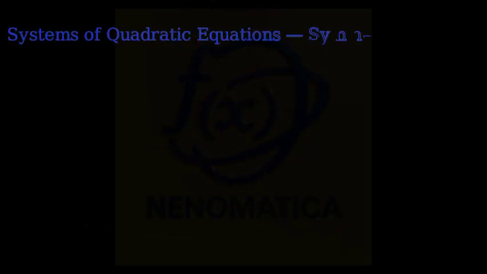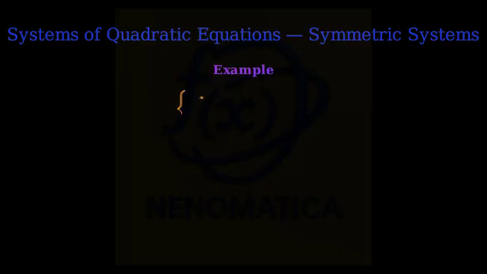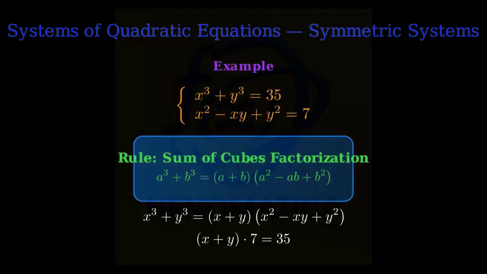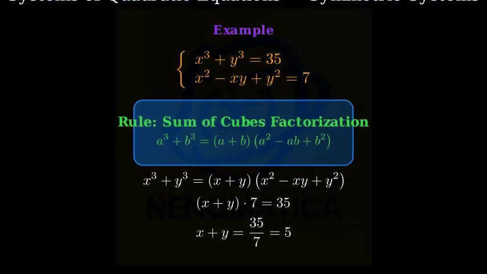In this example, we will solve a symmetric system of equations step by step, following the exact algebraic structure shown on screen. First, I will show the example and the given system. Step 1. Factor the sum of cubes. Then, substitute the second equation directly and solve for the sum x plus y. We have x cubed plus y cubed equals (x plus y) times (x squared minus xy plus y squared). Since x squared minus xy plus y squared equals 7, this becomes (x plus y) times 7 equals 35. Therefore, x plus y equals 5.